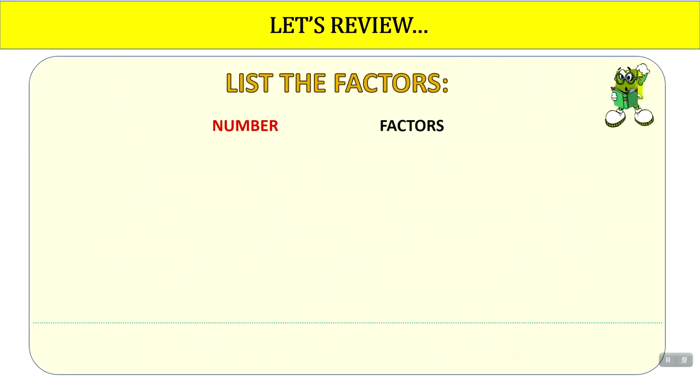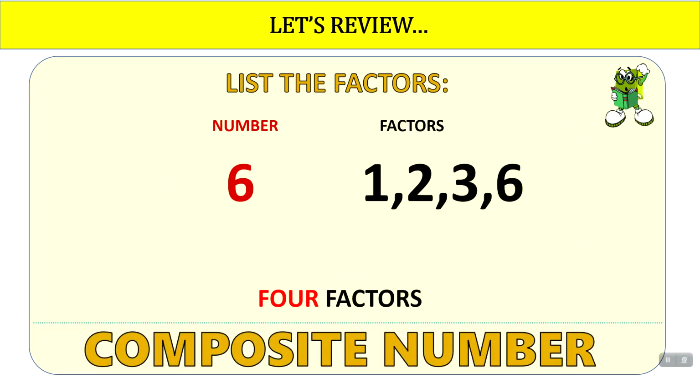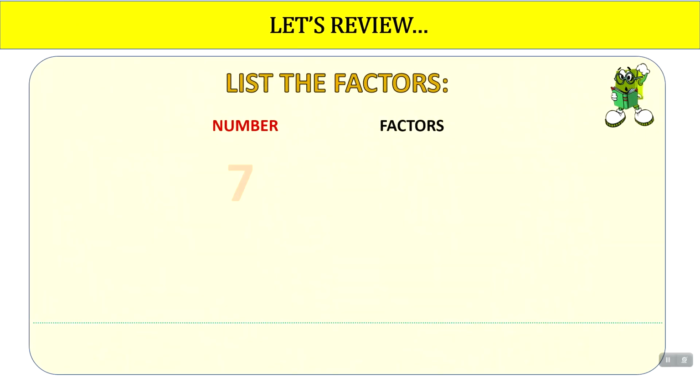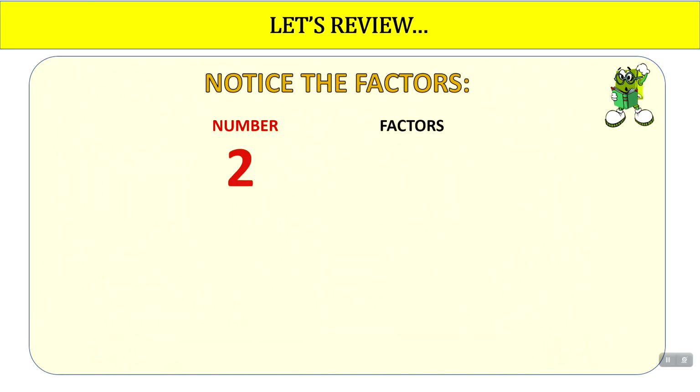How about 6? The factors of 6: we can multiply 1 by 6 to get 6, but we can also multiply 2 by 3 to get 6, which means the factors of 6 are 1, 2, 3, and 6. That makes 4 factors, which makes 6 not a prime, but a composite number. Finally, let's look at 7. 1 times 7 is 7, and so therefore there are only two factors, 1 and itself, which makes 7 a prime.